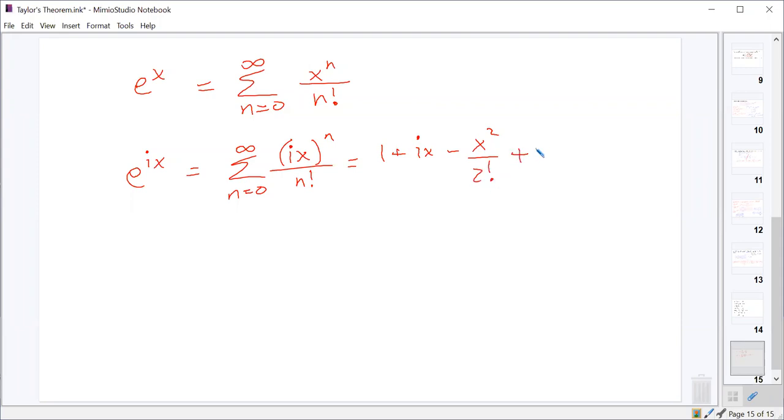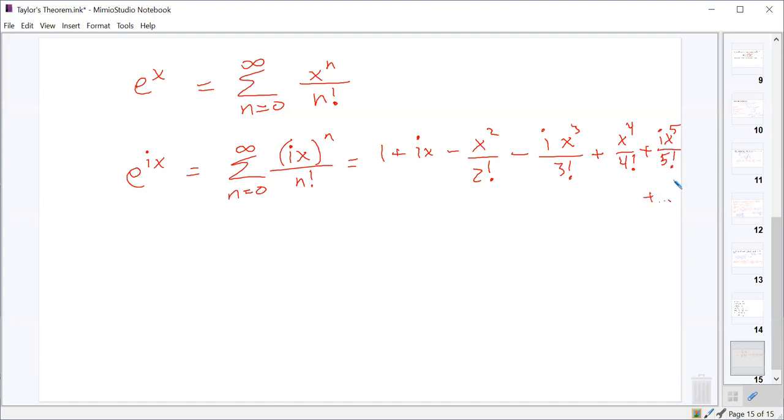And then we don't get a plus, we get a minus i cubed. We get a plus i cubed, which is minus i, right? i cubed is negative i, x to the third over 3 factorial. And then we're going to go right back to a positive x to the fourth over 4 factorial. And what's the next one going to be? It's going to be a positive, and then it's going to be i to the fifth. i to the fifth is just i, x to the fifth over 5 factorial, and so on.